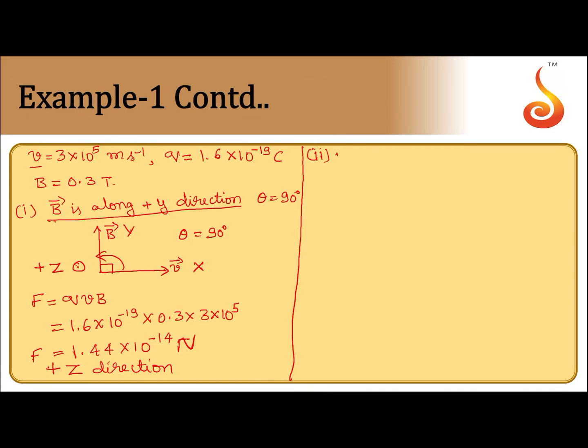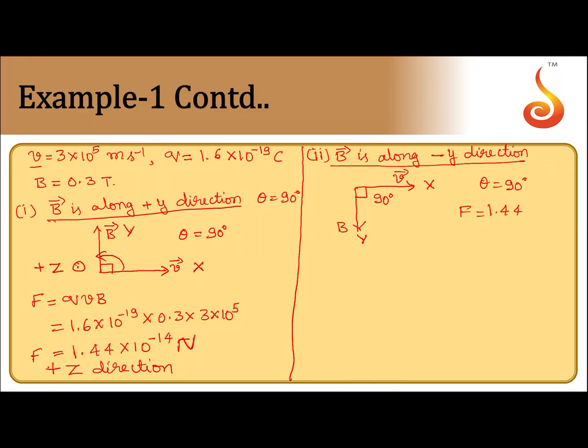In the second case, it is given B is along the negative y direction, minus y direction. So in this case, the particle is moving along the x-axis, that is, velocity is this way, and the magnetic field is along the y direction. Now again the angle is 90 degree only, theta is equal to 90 degree. So no need to calculate again. Force will be 1.44 into 10 power minus 14 Newton.